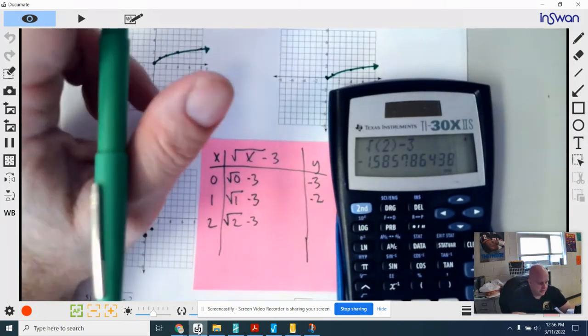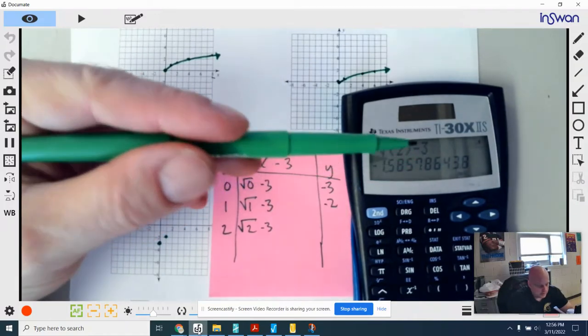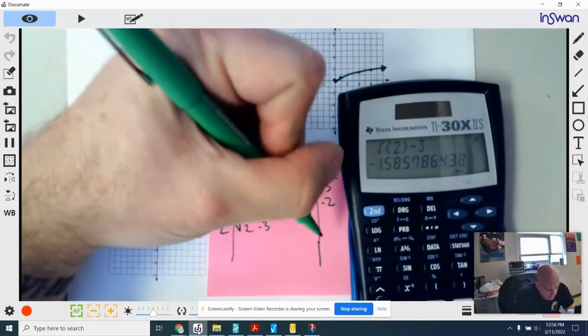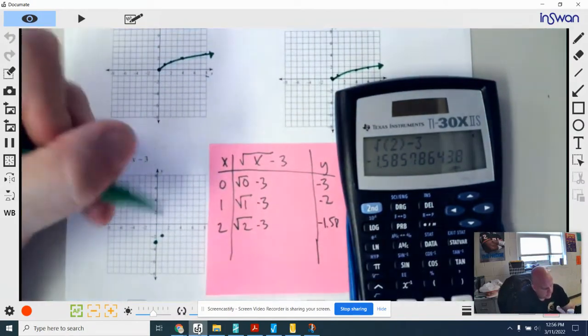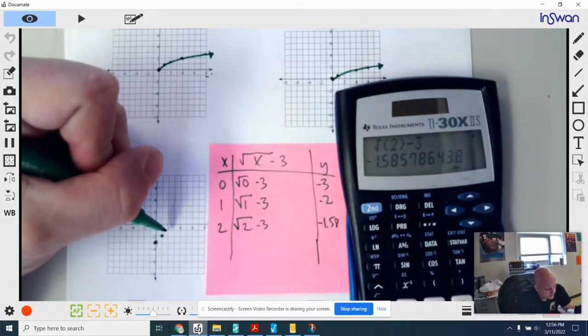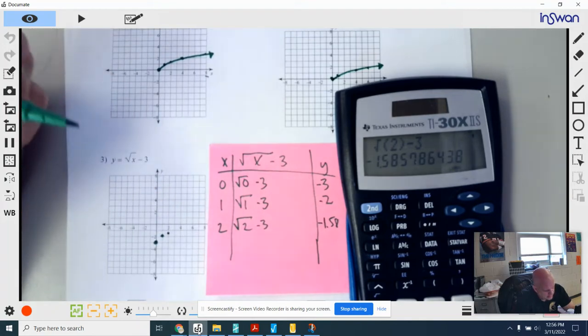So if you get a domain error, it's probably because you typed something wrong in your calculator, like I did. You didn't use the correct parentheses. Okay, so about negative 1.58. So at 2, go down negative 1.58, roughly there.